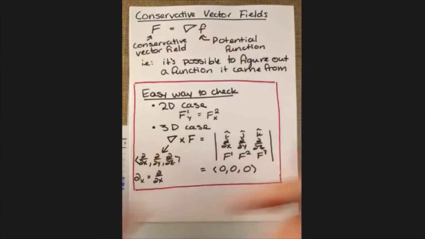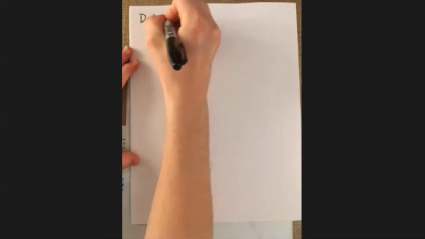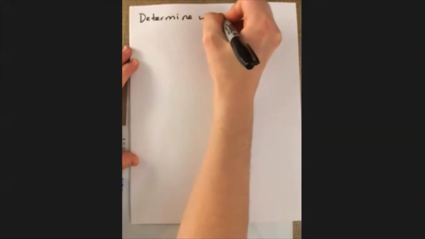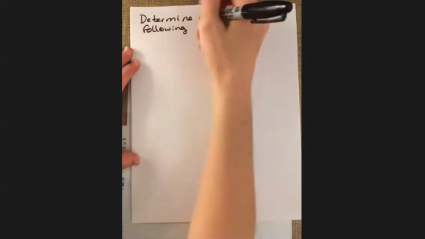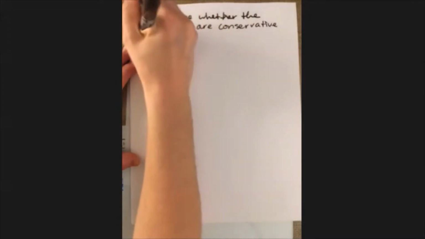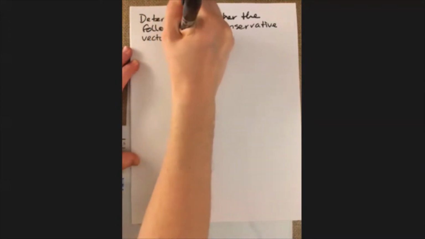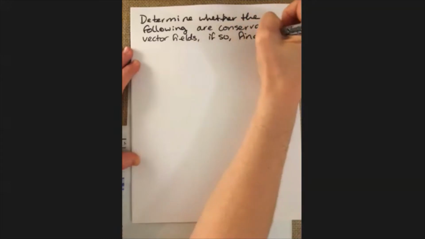So the examples that we're going to look at today are going to be performing this test to determine whether or not we have a conservative vector field. And then if we do have a conservative vector field, we will find the associated potential function. Determine whether the following are conservative vector fields, and if so, find its potential function.